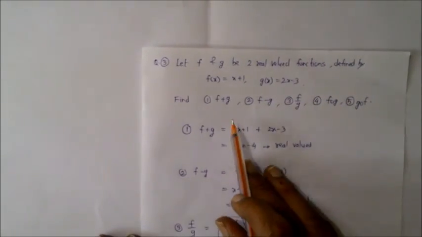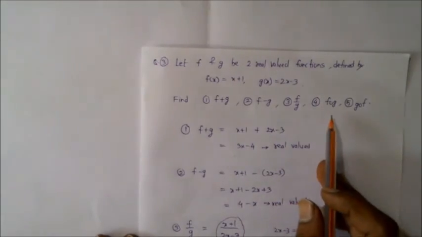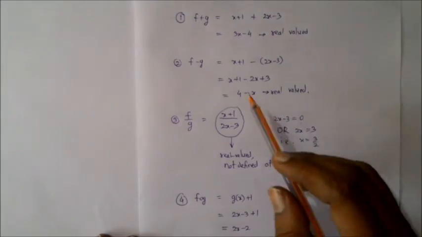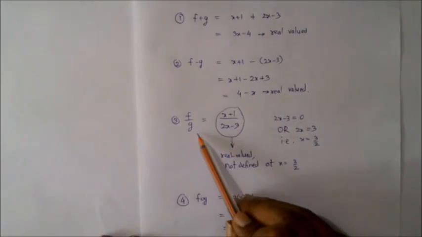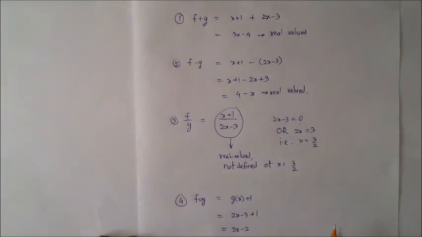Hence we have obtained all 5 values: f plus g, f minus g, f upon g, f of g and g of f. So out of these 5 functions, except f upon g, all other functions are defined for each real number.